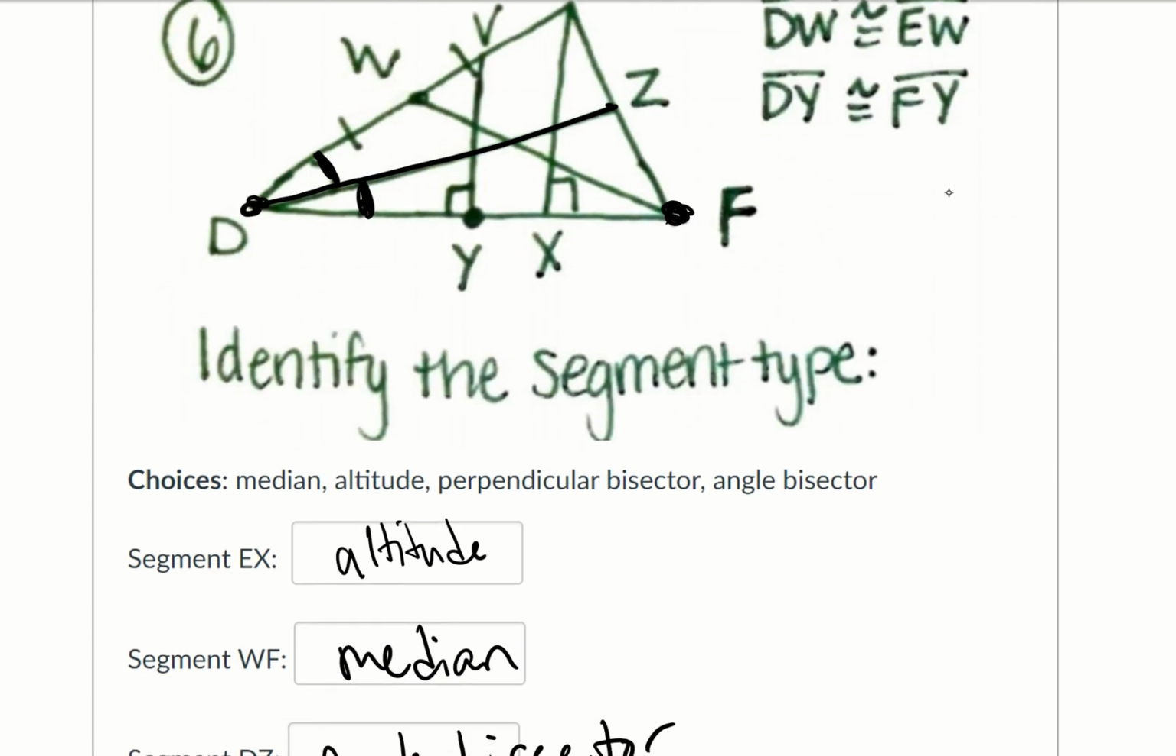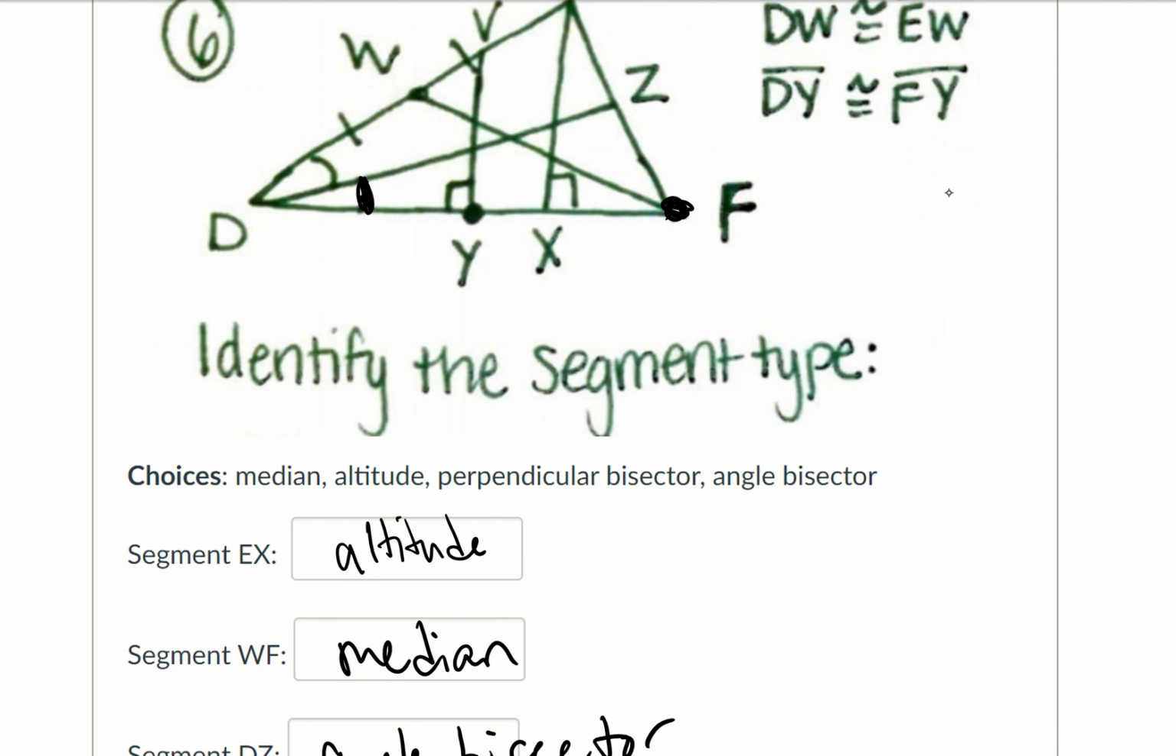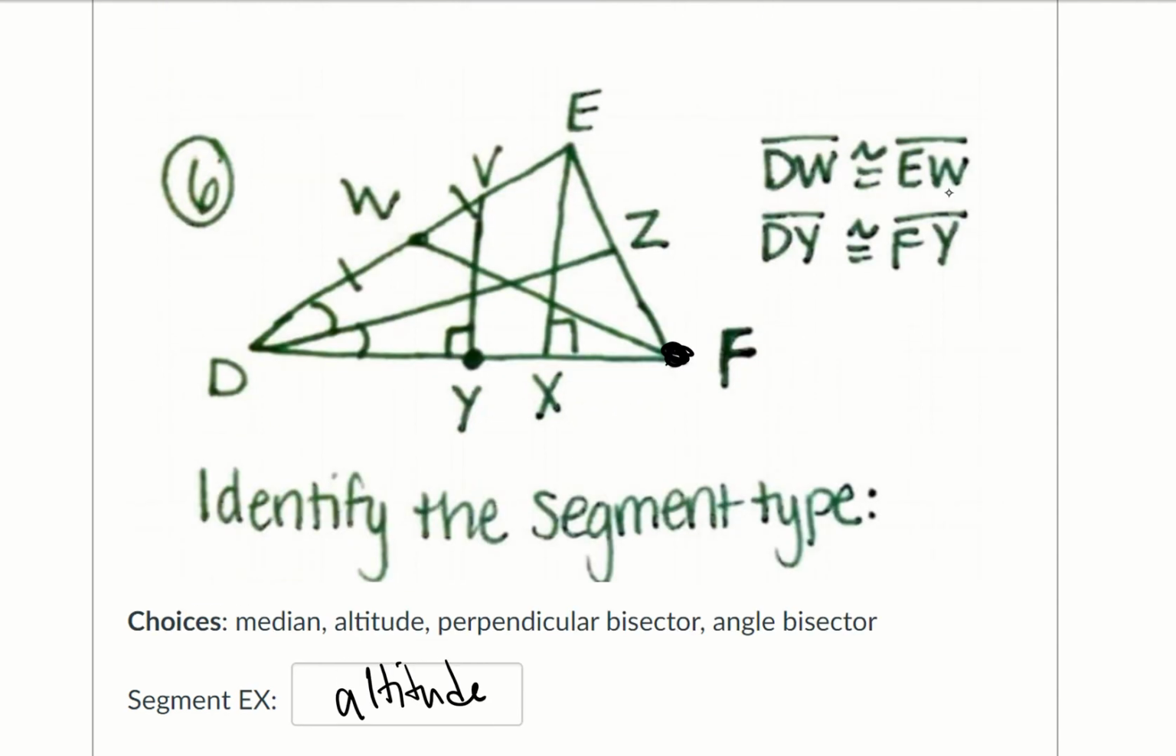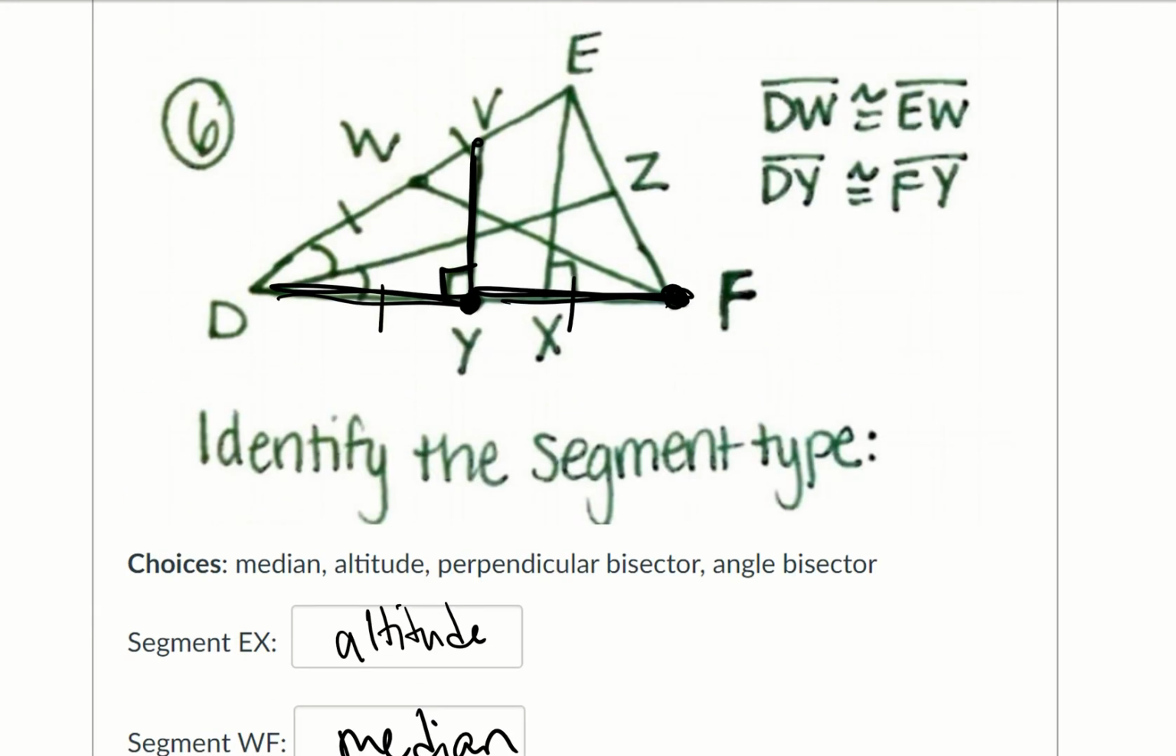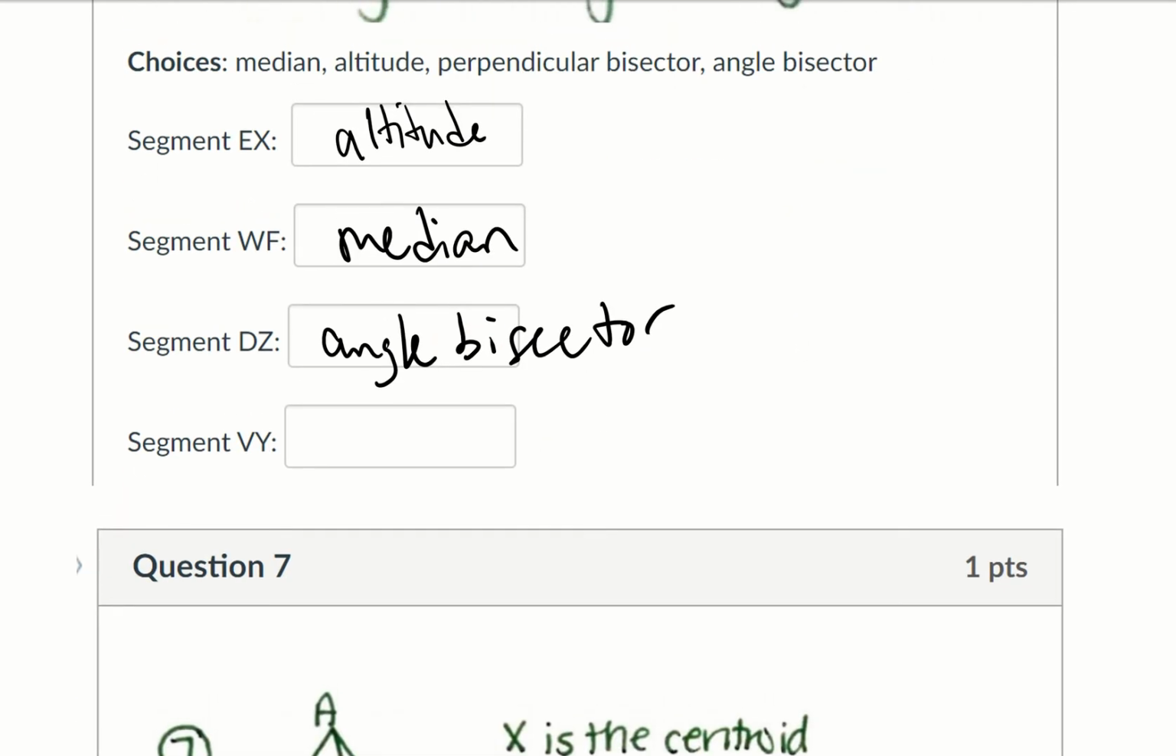All right, segment VY. VY is right here. It's going from the midpoint of this segment. So these are the same distance on both sides. It looks like it's the same distance, right? And then it's going at a 90-degree angle to the opposite side. And that is a perpendicular bisector because it's a 90-degree angle and it's cutting the side in half. So that's perpendicular bisector.